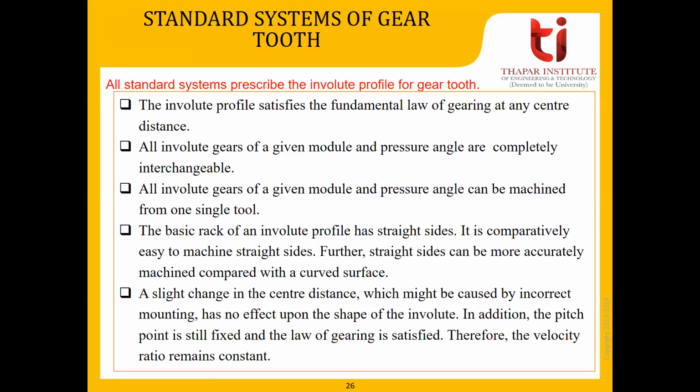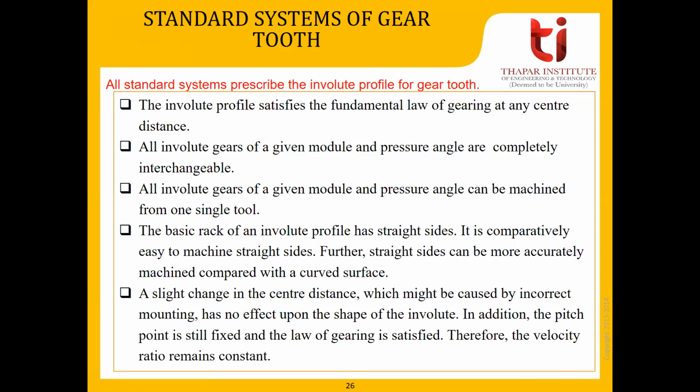All standard systems prescribe the involute profile for the gear tooth. The involute profile satisfies the fundamental law of gearing at any center distance. If we change the center distance between both of the gears, we still get a constant velocity ratio. All involute gears of a given module and pressure angle are completely interchangeable. All involute gears of a given module and pressure angle can be machined from one single tool.